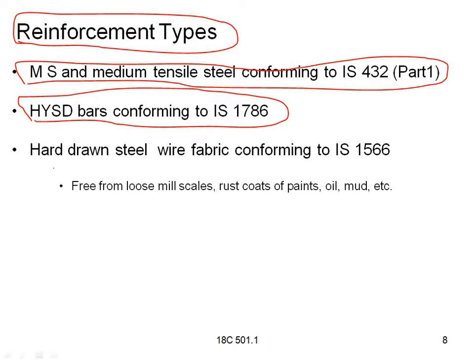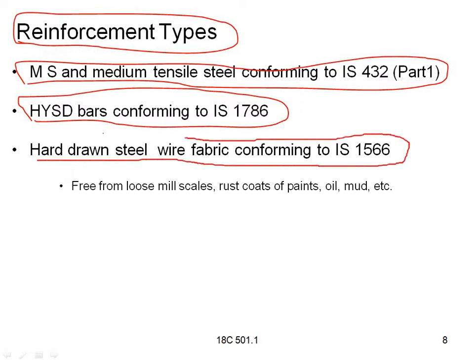And you can see hard drawn steel wire fabric conforming to IS 1566. This third one, hard drawn steel, is generally used in large constructions, like power plants and very large industries. It conforms to the IS 1566 code, and the reinforcement steel should be free from loose mill scales, rust, coats of paint, oil, mud, etc.